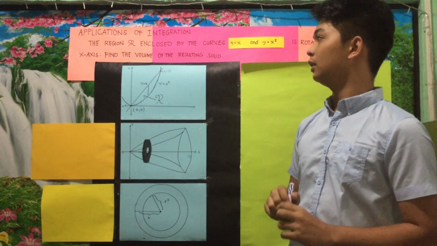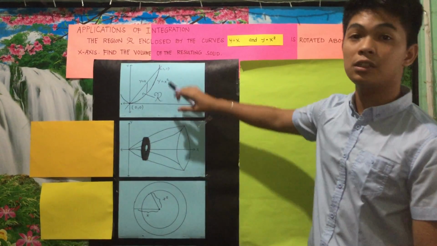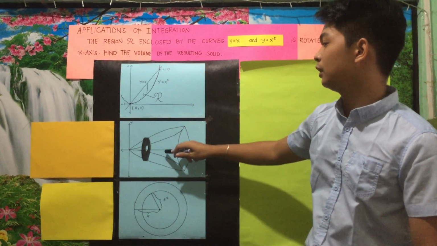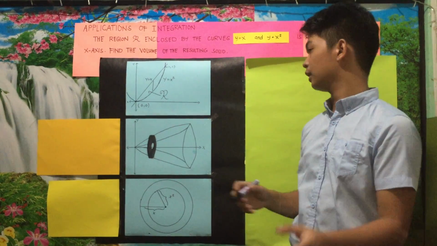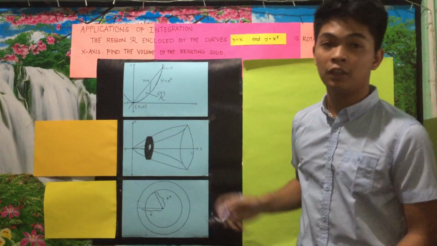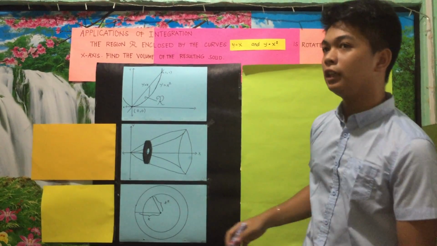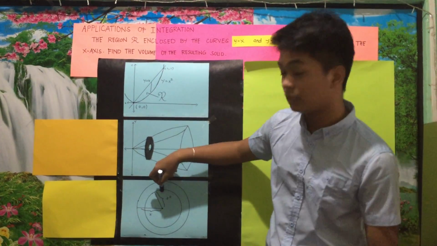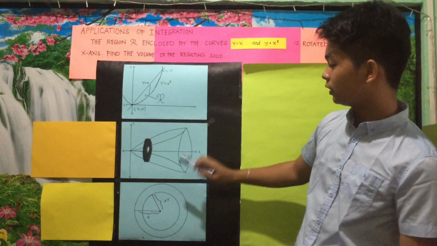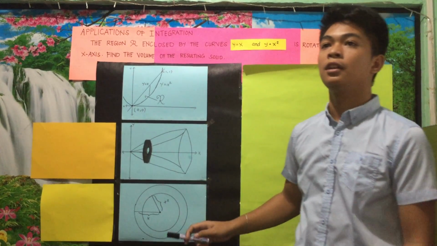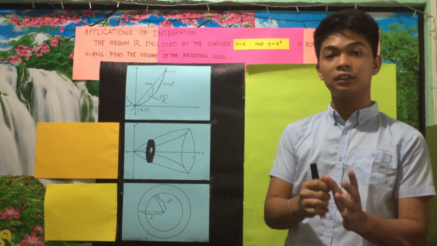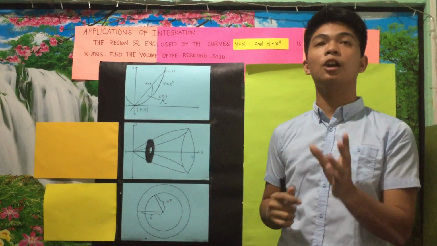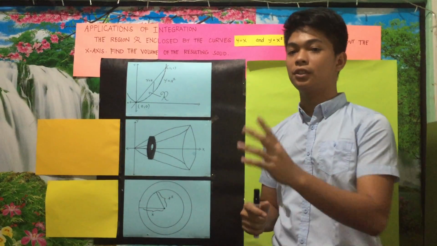When the curves are rotated about the x-axis, from this figure, it will look like this. A cross-section in the plane has the shape of a washer. And to illustrate further, it will look like this. We can see two circles, the outer circle and the inner circle. We need to find the cross-sectional area by subtracting the area of the inner circle from the outer circle.